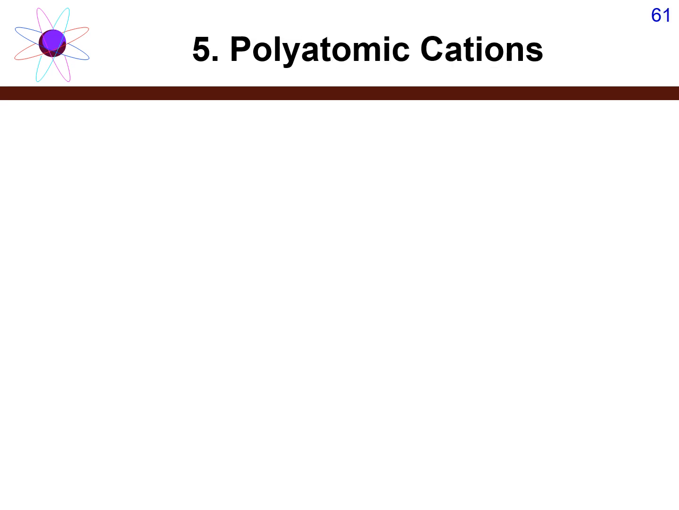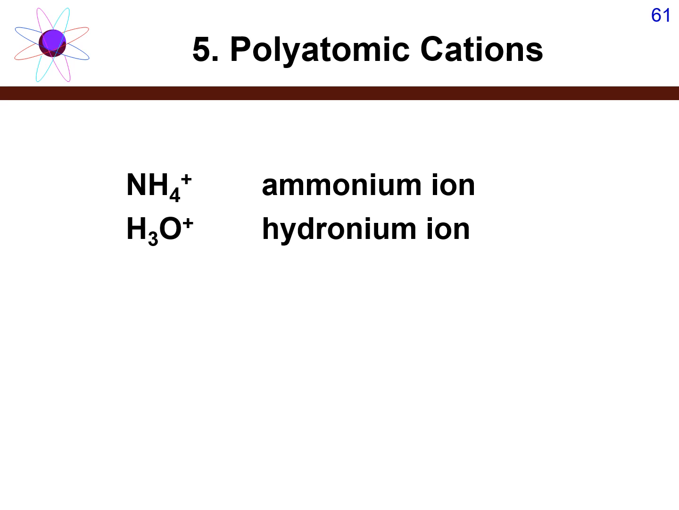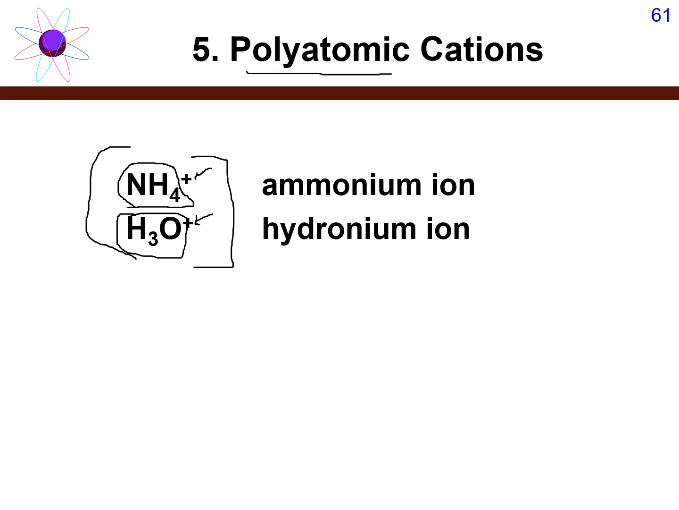Some examples. Ammonium and hydronium. These are polyatomic cations. Why are they cations? Well, it's a plus sign, so it's a cation. And this is a group of atoms that stays together. This is a group of atoms that stays together. And so we call these polyatomic cations, and you just need to memorize these.